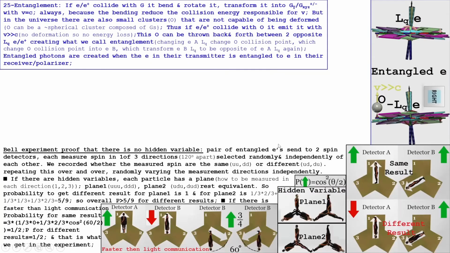See Step 29. This O particle can be thrown back and forth between two electrons with opposite internal magnetic field, creating what we call entangled particles. Thus, if we change the internal magnetic field of one electron, the O particle will hit the other electron in a different point and change its internal magnetic field to be again opposite of the first. Entangled photons are created when the electron in their transmitter is entangled to the electron of their receiver, or polarizer. See Appendix.